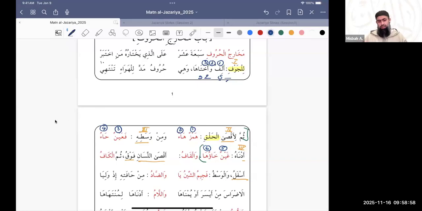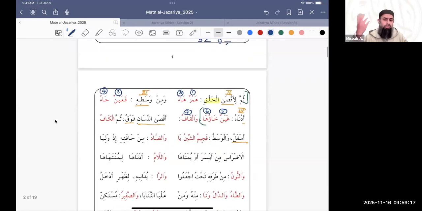Okay, so we're at qaf now, and we're at aqsa lisan fawqu. So this is qaf. Qaf is being produced. This is the 7th letter. Naam. ثم الكاف أسفل. That's what he says. We're going to continue in the Arabic and then we're going to go over the slides after, inshallah ta'ala. Okay?